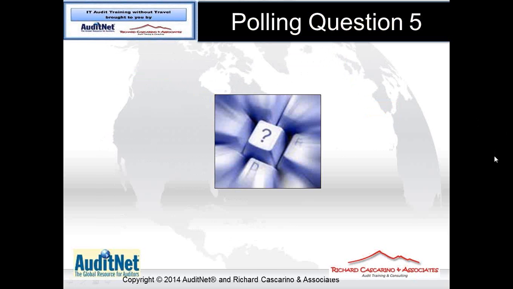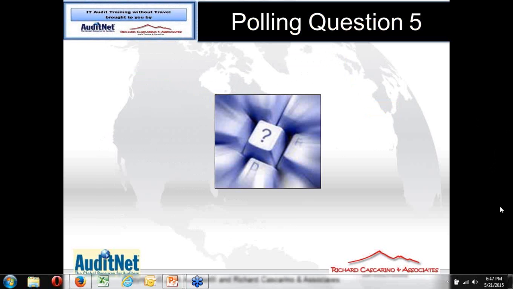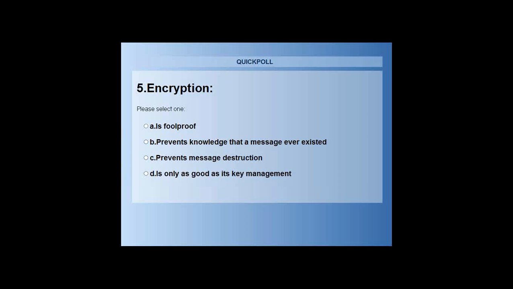Kerberos authentication takes us to our fifth polling question, which, funnily enough, is on encryption. Encryption is foolproof, prevents knowledge that a message ever existed, prevents message destruction, or is only as good as its key management.